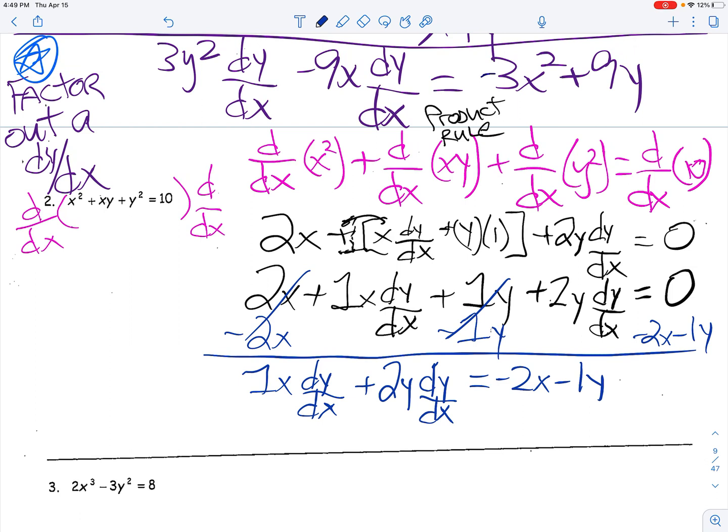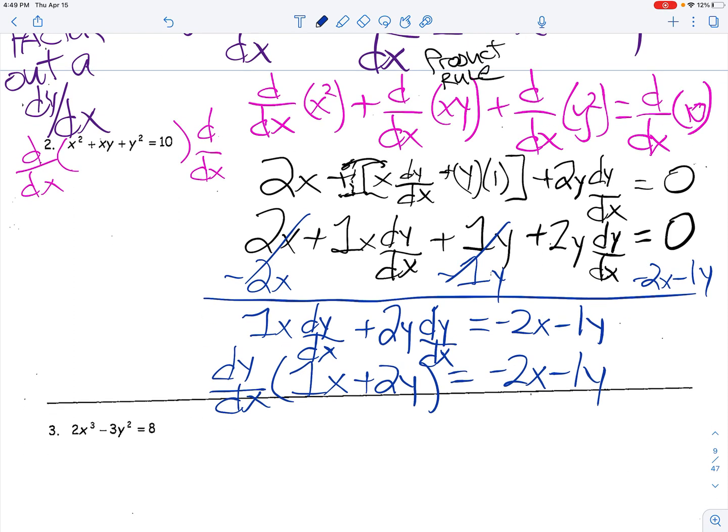And now remember, right? You start to see a little pattern here, people. Factor out a dy dx here. Both terms on the left side have a dy dx, right? Factor that out. And left over here on the inside is 1x plus 2y equals negative 2x minus 1y.